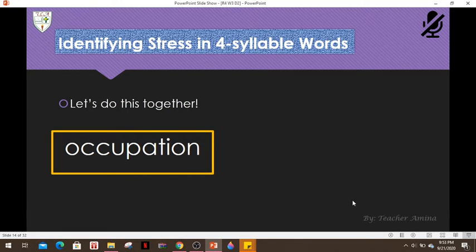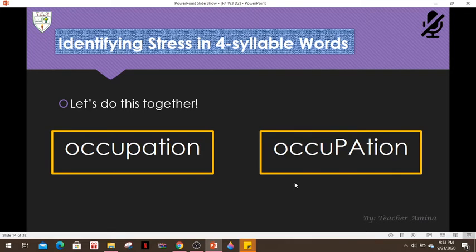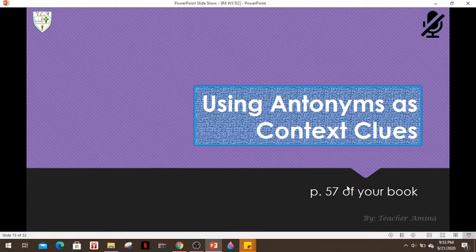The next word is occupation. Is the stress here on the word occupation correct? Is it yes or no? That's right, the answer is yes. It is correct. It is on the third syllable of the word.